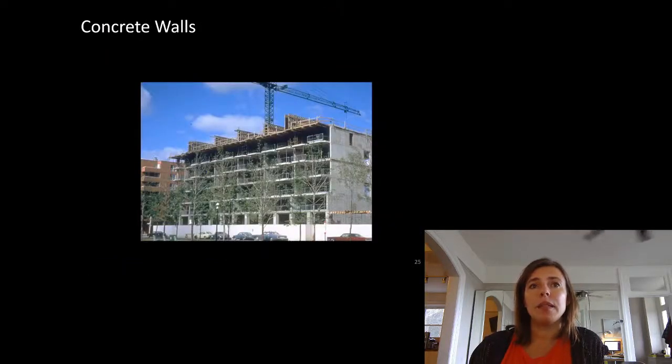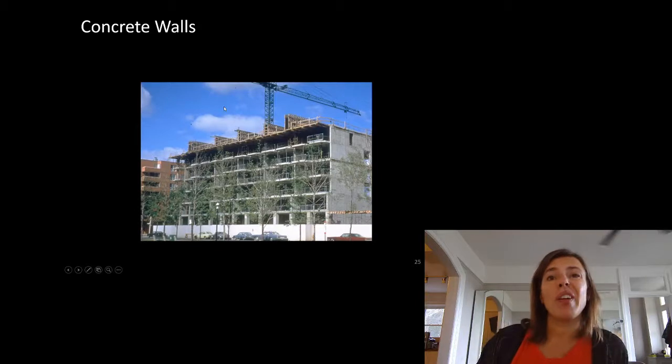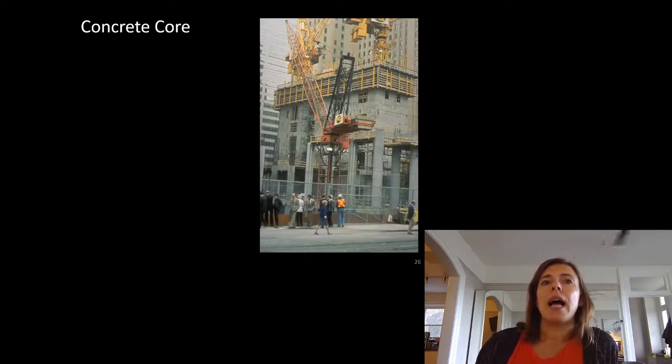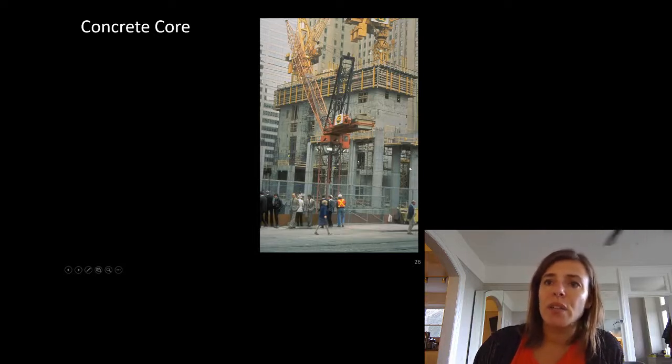Precast columns. Let's take a look at some concrete walls. There's not a lot to show for them. If you've got a wall, it's probably a shear wall. Once you've got it, you might as well use it. Here's a concrete core being built. This might be a concrete building. It might be a steel building. Actually, it looks like it is going to be a concrete building.